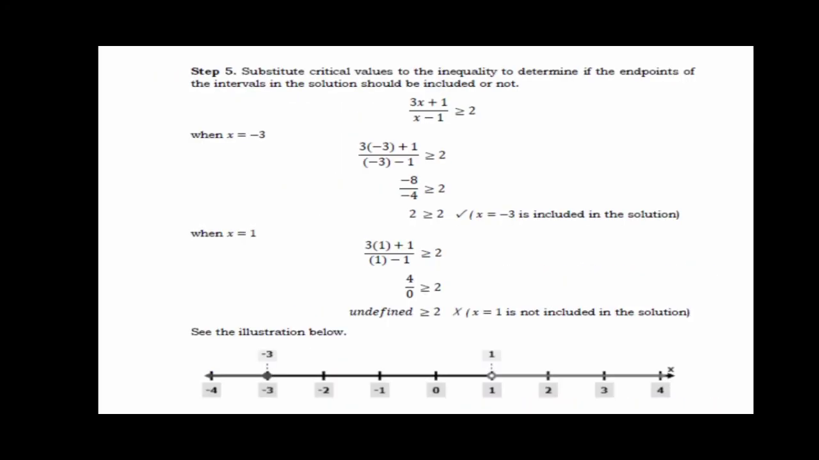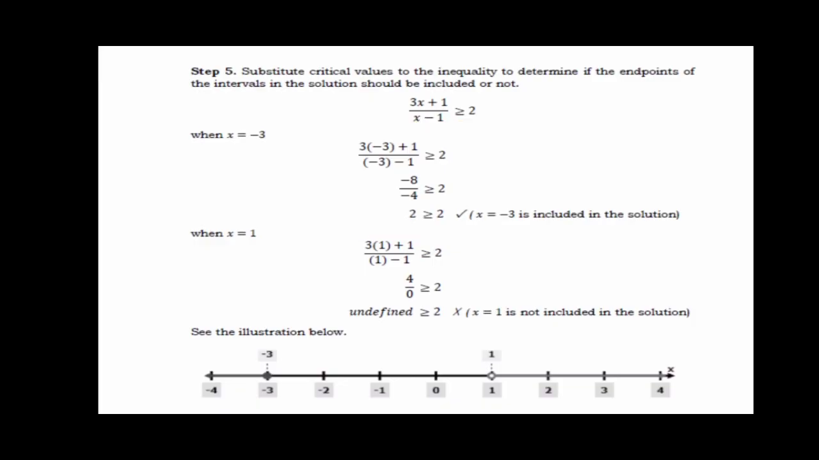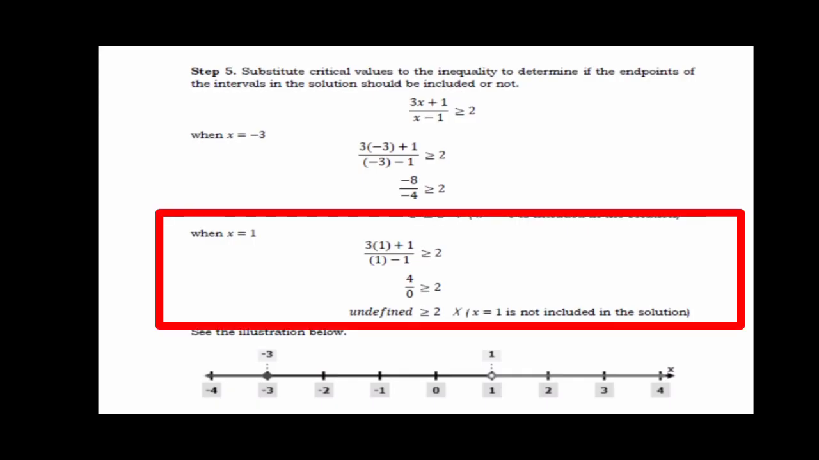Step number 5 is to substitute the critical values into the inequality to determine if the endpoints of the interval in the solution should be included or not. So you have your original given, 3x plus 1 all over x minus 1 is greater than or equal to 2. Substituting when x is equal to negative 3, it is included since the given is true. For x equal to 1, it is not included and it is undefined.